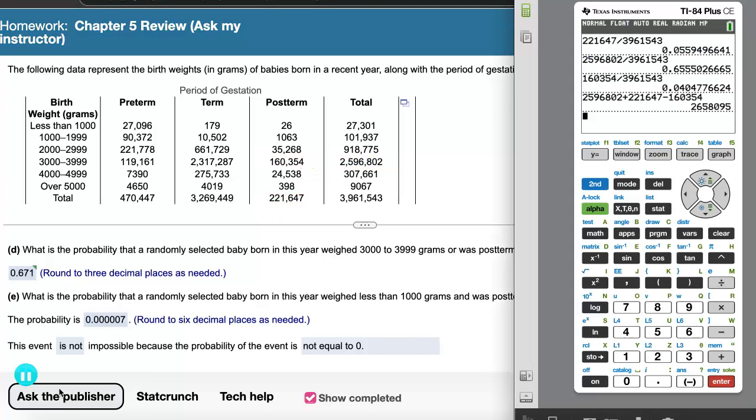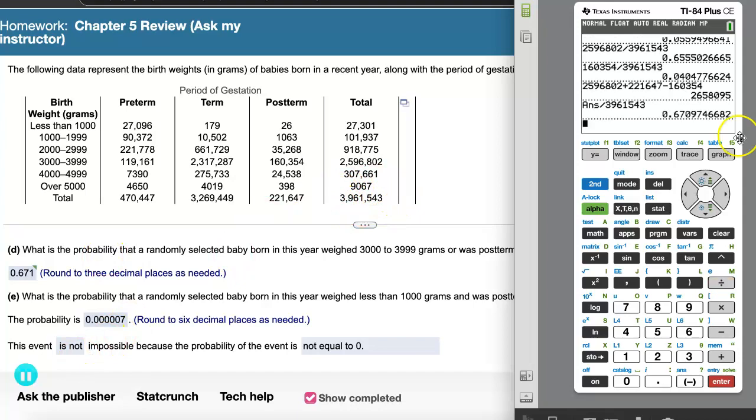Again, the reason why we wanted to subtract this value is because that's the number of babies that we're counting twice when we just add up these two totals. From here, we're going to divide that total number of babies that now meets this condition in part D by the total number of babies born in the year. And you can see now that we have this probability of approximately 0.671.